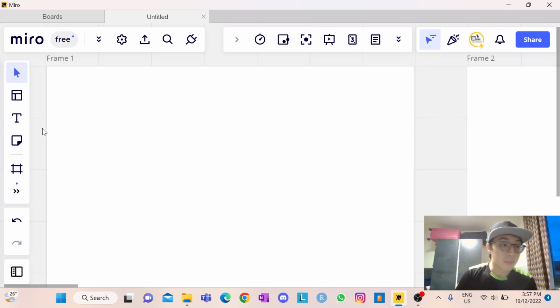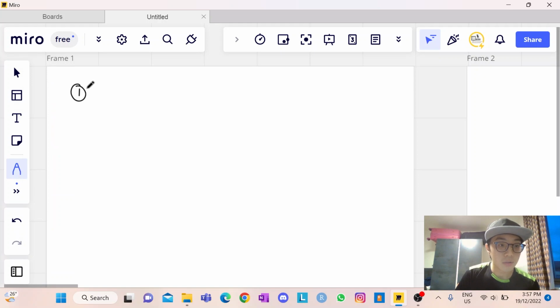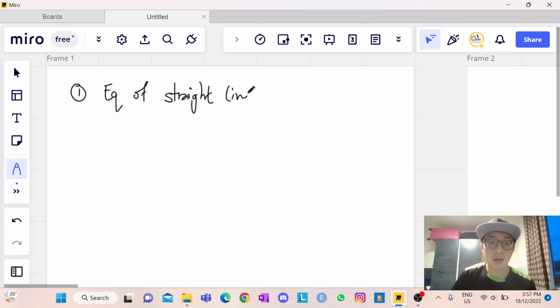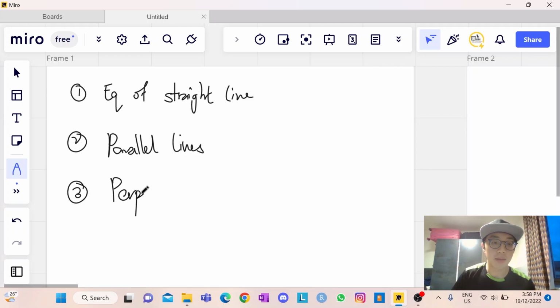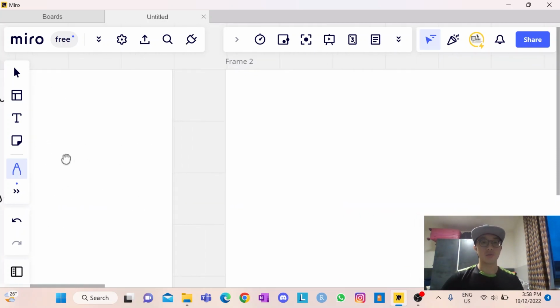And today, the agenda will be: number 1, we'll be looking at the equation of a straight line. After that, we'll be looking at parallel lines. And then lastly, we'll be looking at perpendicular lines. This is going to be a little bit longer, I expect. So let's go into it.